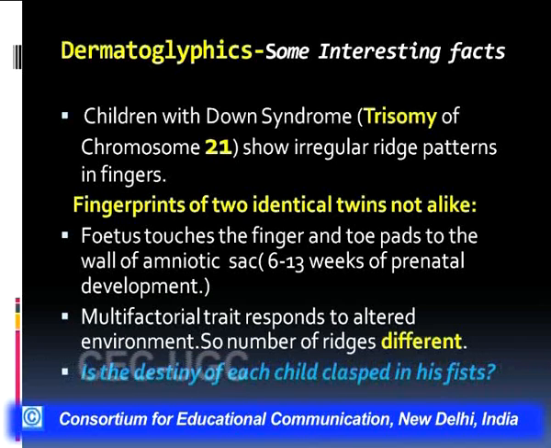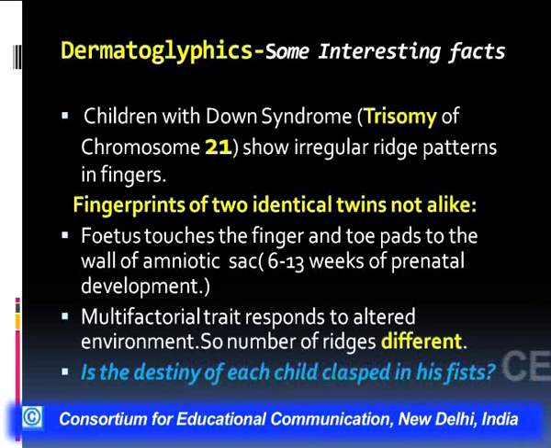And if we were to compare two identical twins, they are genetically identical. In Southern blotting, their DNA fingerprinting would show identical bands, but their actual fingerprints, which are showing the patterns of ridges and grooves, will be different. Why? Because during 6 to 13 weeks of prenatal development, the fetus touches the finger and toe pads to the wall of the amniotic sac, and it is here that the environment changes the ridges and the grooves of the finger patterns.